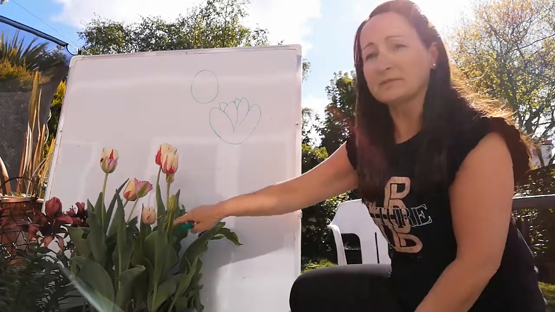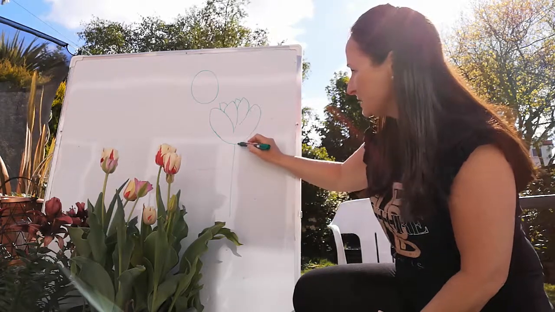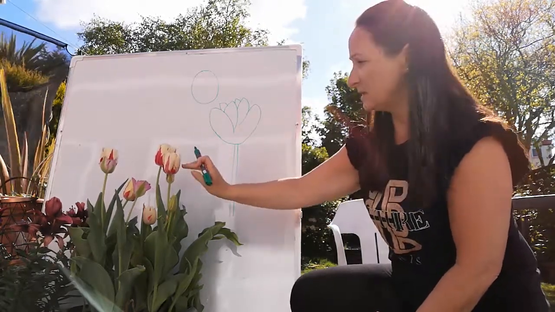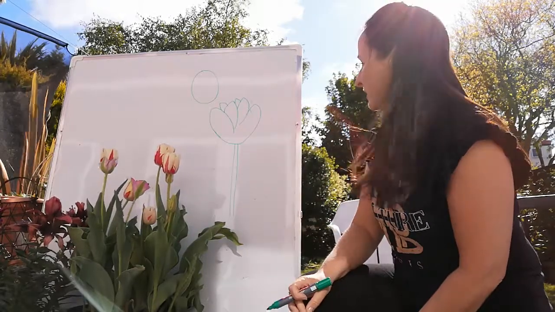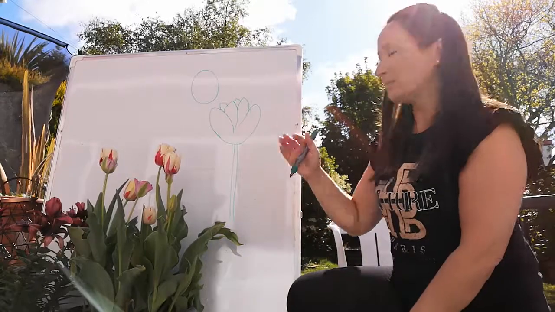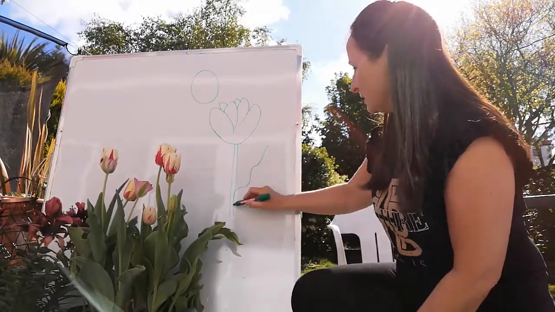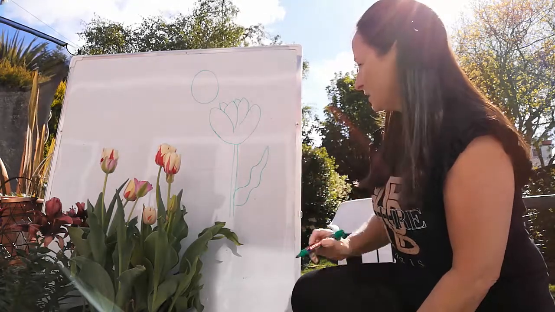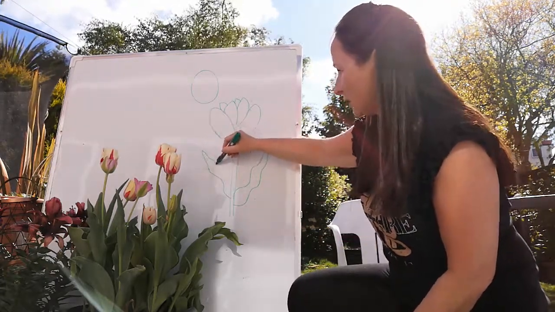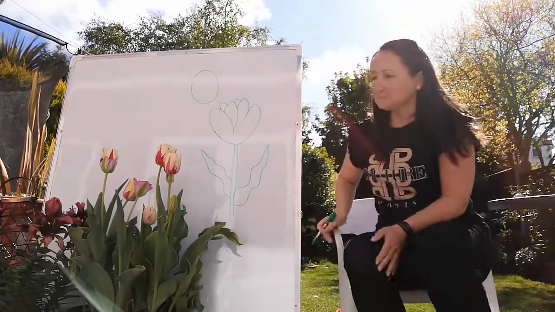I'm now going to look at the stem of the tulip. That's really long and it's quite thin. It's got a big head and a long thin stem. Next we're going to look at the leaves. These leaves are a little bit wavy, so let's try and get some of that detail in. Quite wide. Okay, and same on the other side. They are long, wavy leaves.